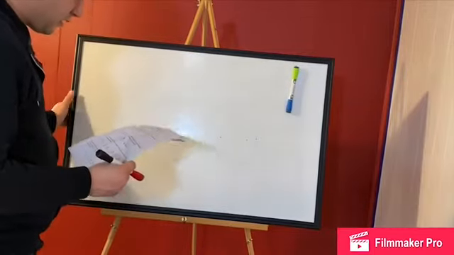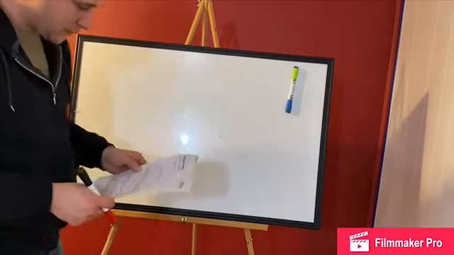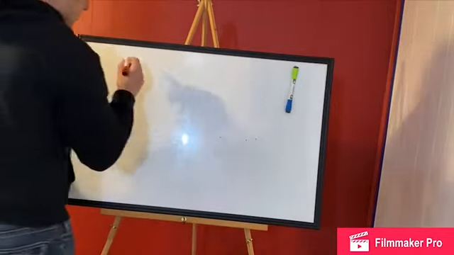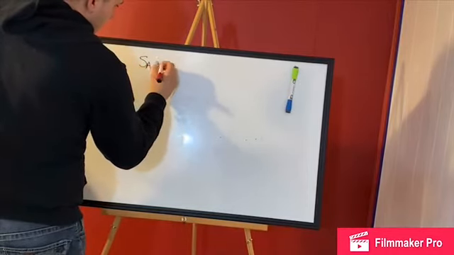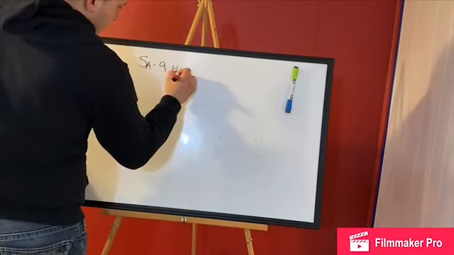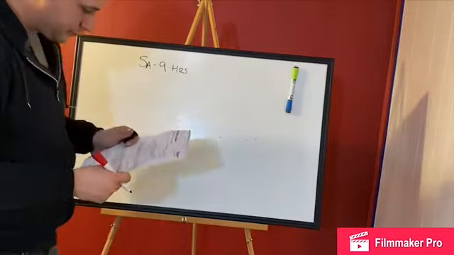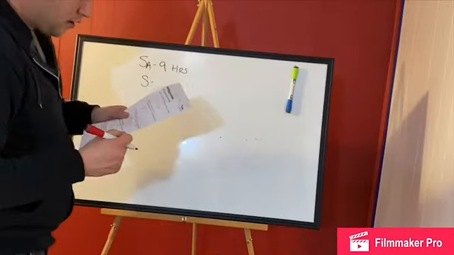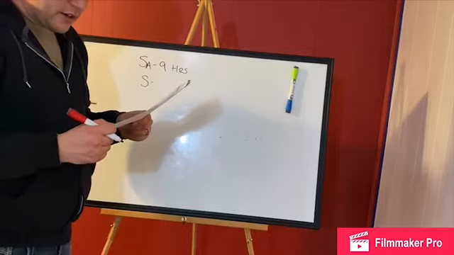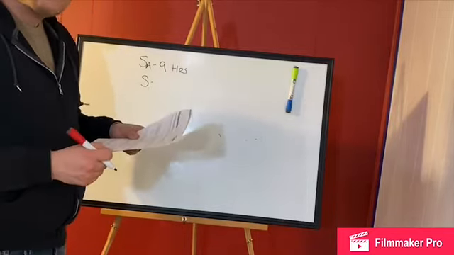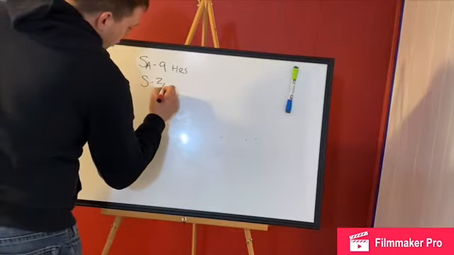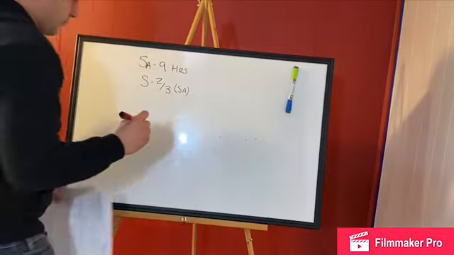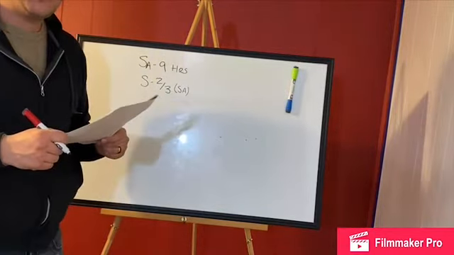All right, number 13. On Saturday, Dante played baseball for 9 hours. So we'll use SA for Saturday, and he did 9 hours. On Sunday, we'll use S for Sunday. He was feeling a little tired, and then he only played 2/3 the time he played Saturday. So he only played for 2/3 he did on Saturday. So how long did he play on Sunday?